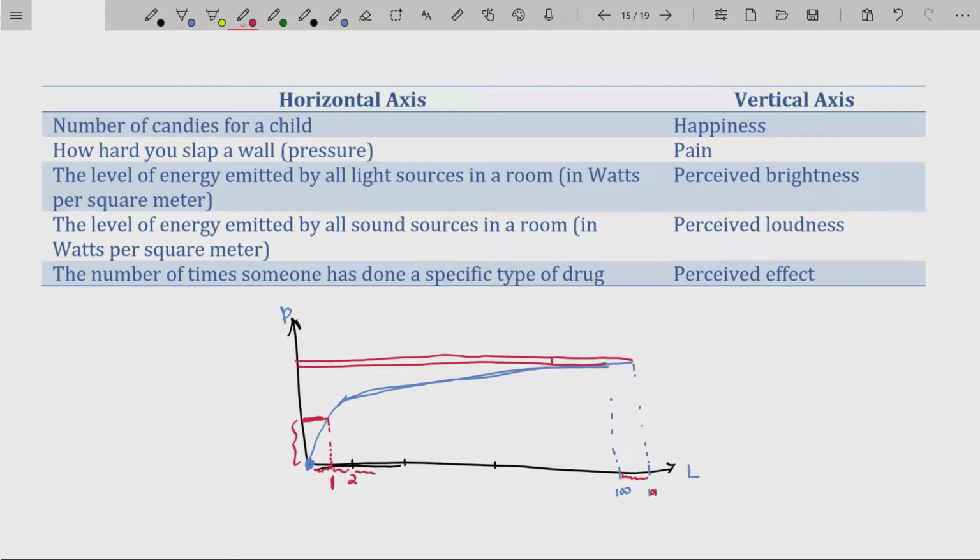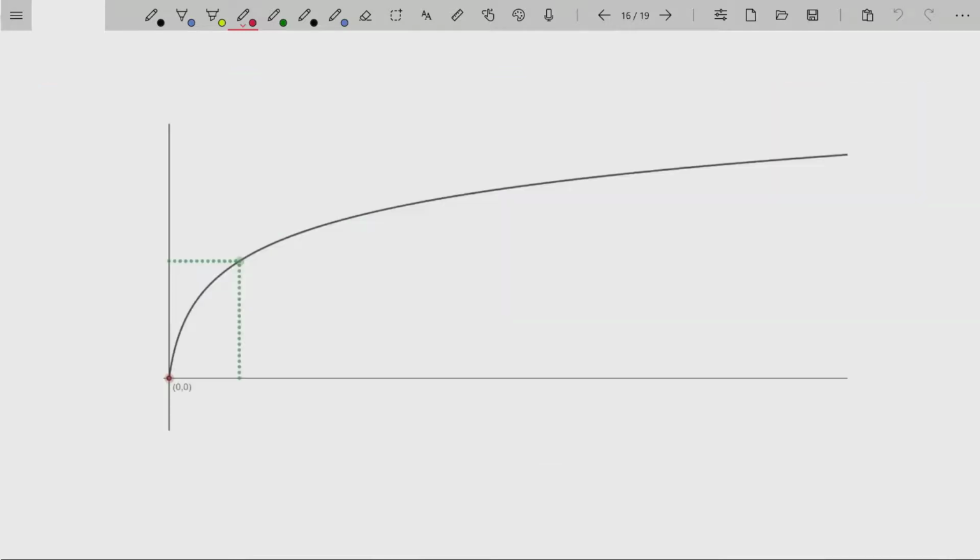And this is how we are as human beings. We love this way. We hate this way. We experience all the physical sensation of the world around us this way. The more you do something, the less effect it will have on you.